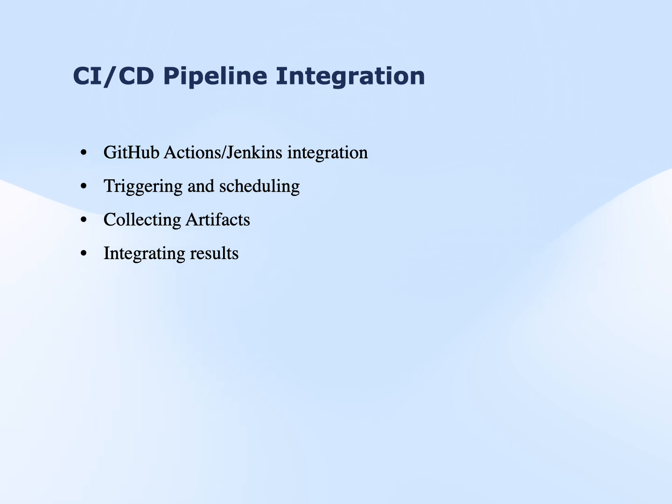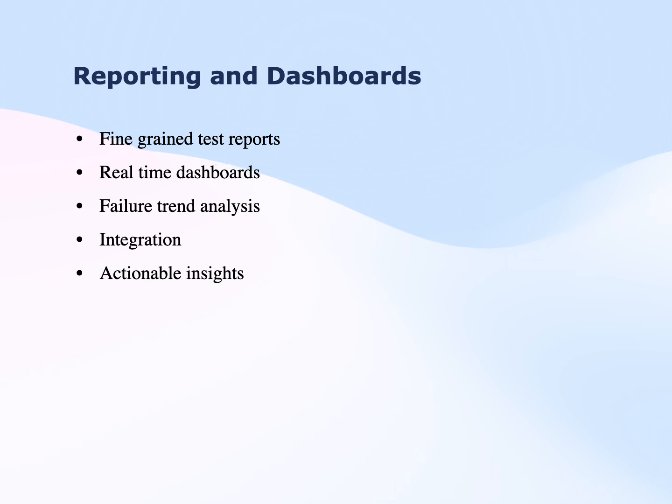CI/CD pipelines integrate automation into the software lifecycle. GitHub Actions, Jenkins, or GitLab CI trigger builds, run tests in parallel, collect artifacts, and make test results easily accessible. Good reporting turns test results into engineering decisions. Real-time dashboards, failure analysis, and integrations with GitHub or Slack make reporting data-driven and actionable.